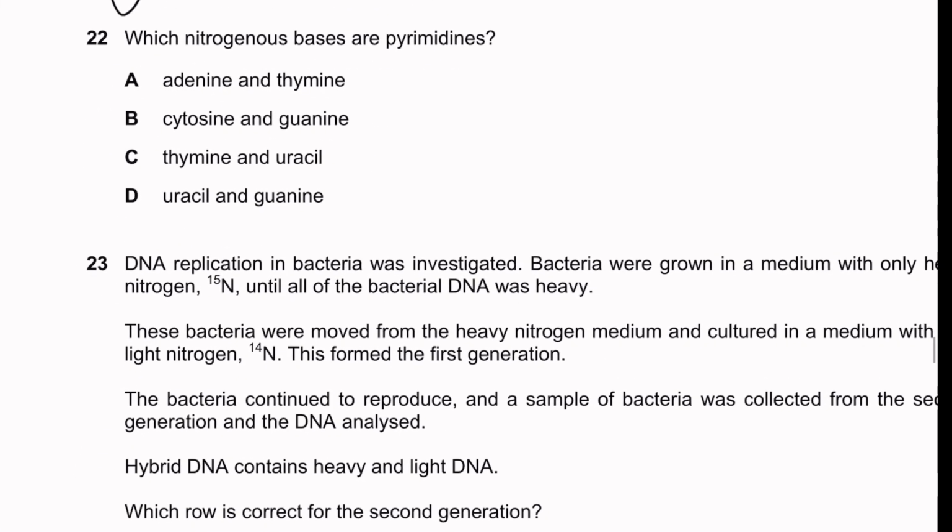Which nitrogenous bases are pyrimidines? Well, we have thymine and cytosine and uracil, so we can see that it is C. However, the purines are adenine and guanine.